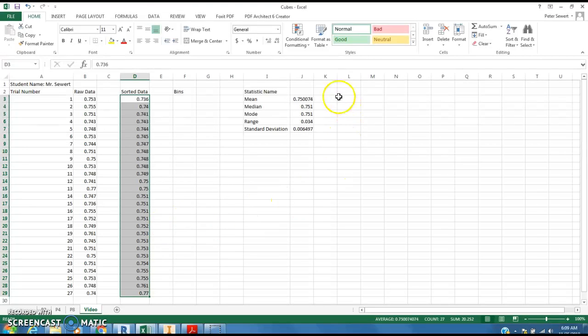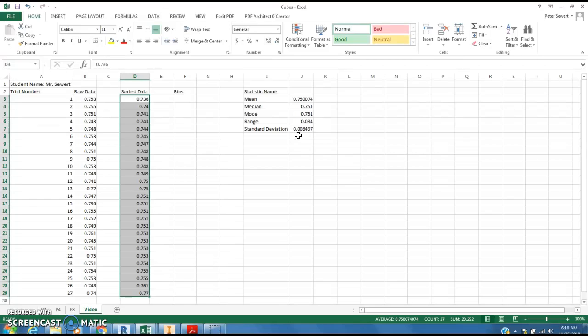And when I do that, all my statistical data comes in here for my mean, my median, my mode, my range, and the important one here, which is standard deviation. Now, standard deviation is a measure of how much the cubes can vary from the statistical mean, which is a bell curve.